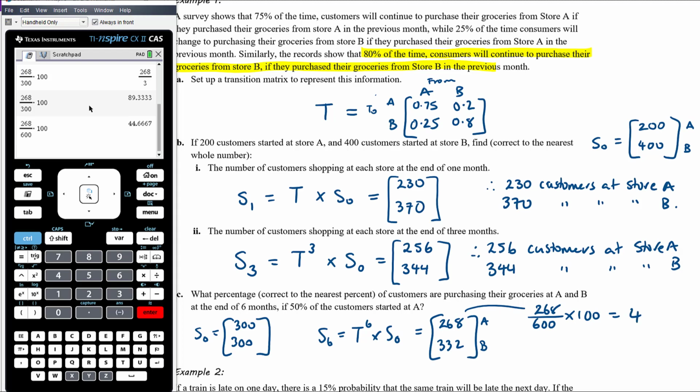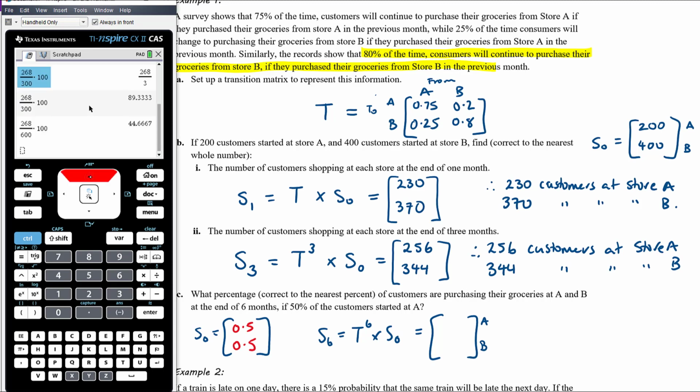So we're finding that 45% of customers shop at store A, and then we can automatically infer from that that 55% are shopping at store B. So you can do it that way, but actually another way you can use your initial state matrix is you don't need to have numbers of customers in here, okay? Instead, you could have proportions of customers. So we could say that our initial state is 50-50. 50% are at A and 50% are at B.